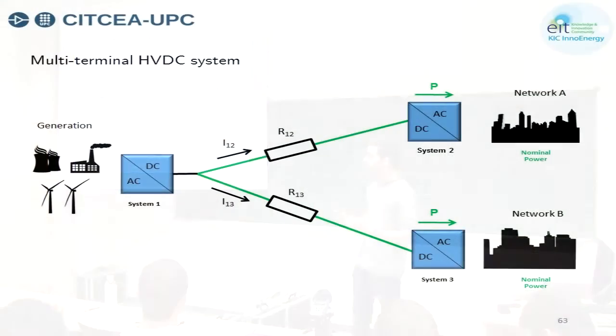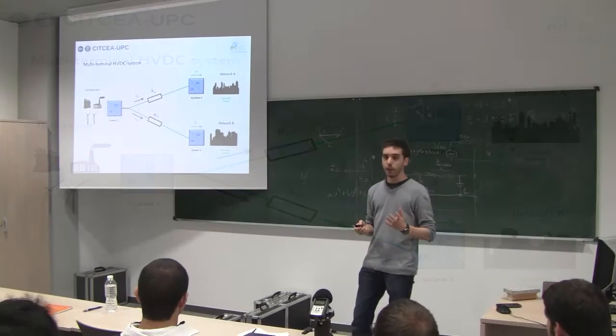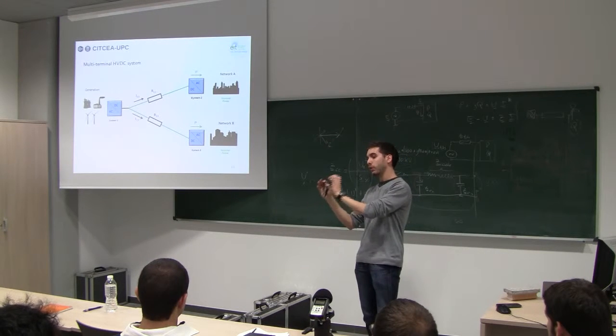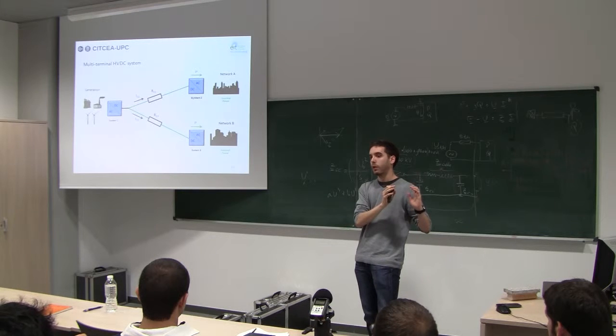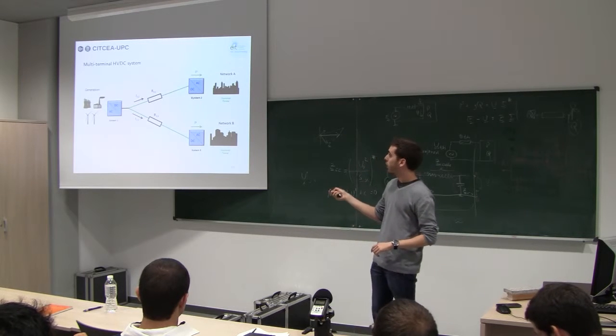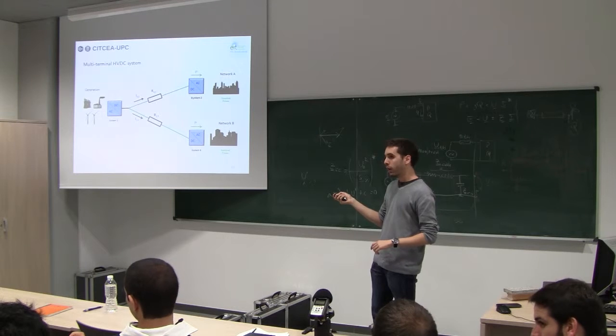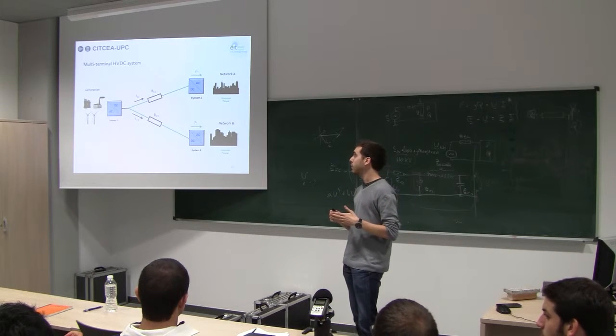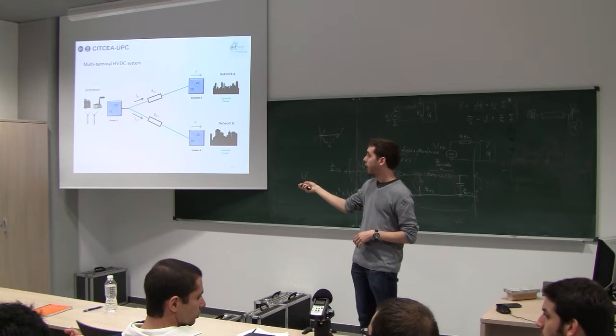Okay, first of all, I have to do a small introduction about what is a multi-terminal HVDC system. Until now, we have talked about HVDC links. An HVDC link is when we have one converter station which is connected to another converter station. But if we introduce another converter in the equation and we interconnect all the systems, we have then a multi-terminal HVDC link, which is the case here.